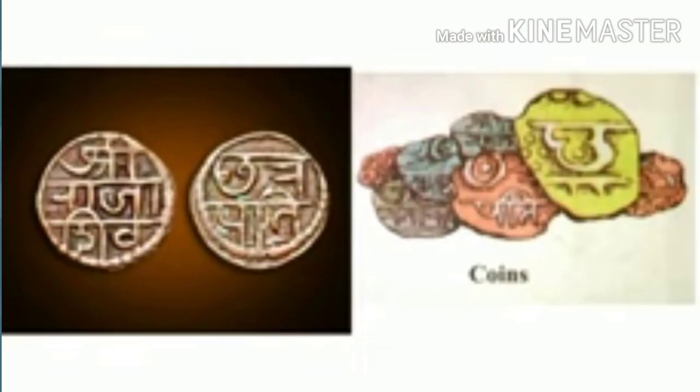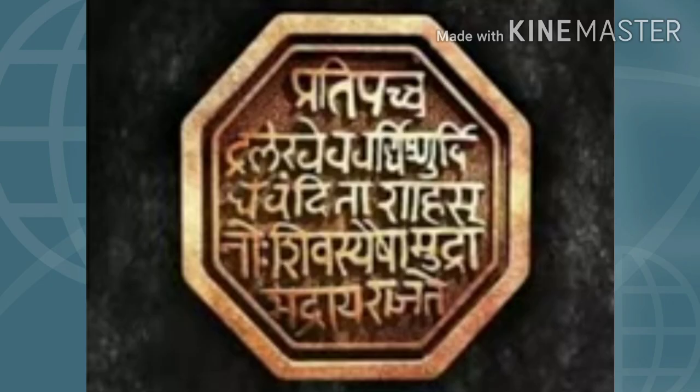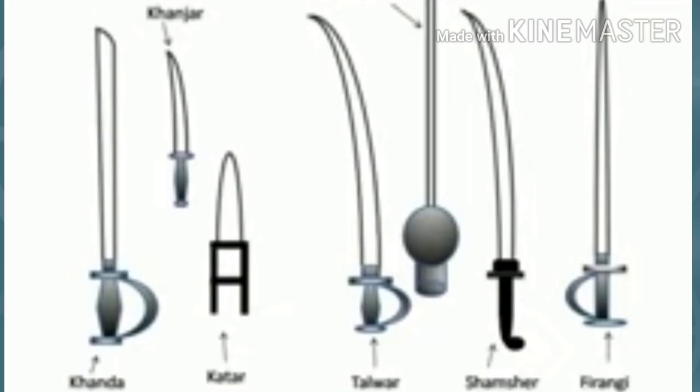You can see on the screen the different types of old coins. These are shreds of pottery. What is meant by shreds? Shreds are broken pieces of earthen pots. These pieces are also found during the digging process. You can see on the screen Rajmudra of Shivaji's dynasty. And these are the weapons used in Shivaji Maharaj's period. These are the examples of few different coins and mudras from olden days.